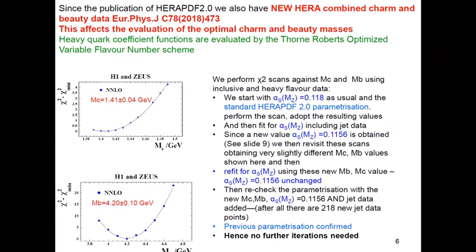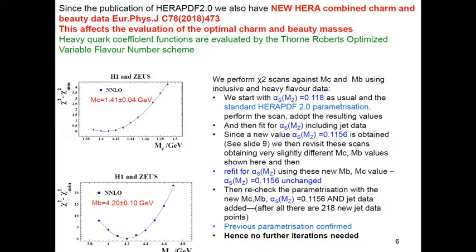So since the publication of HERAPDF 2.0, there's been another new thing on the HERA front, which is the new HERA combined charm and beauty data. And that affects to some extent our evaluation of what the optimal values would be for the charm and beauty masses for our fit. For the inclusive DIS data, the heavy quarks are dealt with through the Thorne-Roberts optimized variable flavor number scheme. And we can actually perform chi-squared scans against the choice of the pole mass of charm and beauty by adding our combined charm and beauty data to the inclusive data to see what the sensitivity to that is.